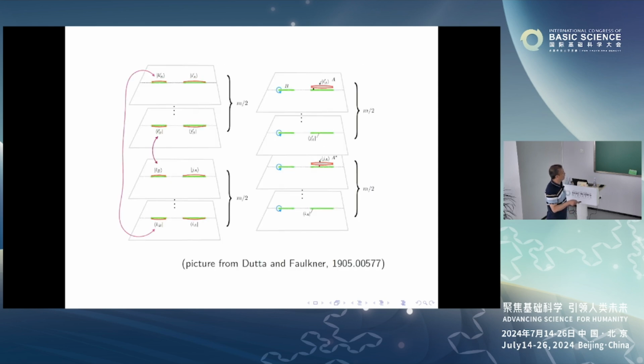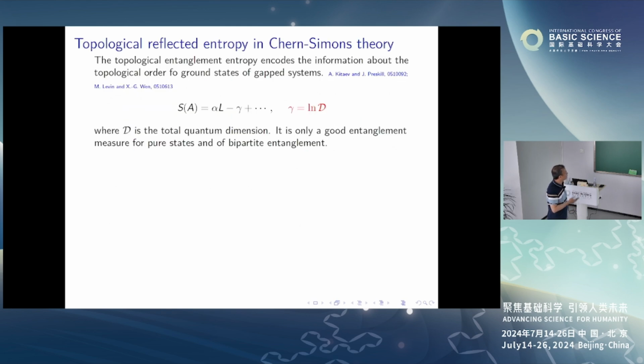This is a figure to show how to do the replication. You see that there is the original system, and you have to make n copies of it. I don't want to go into the details.